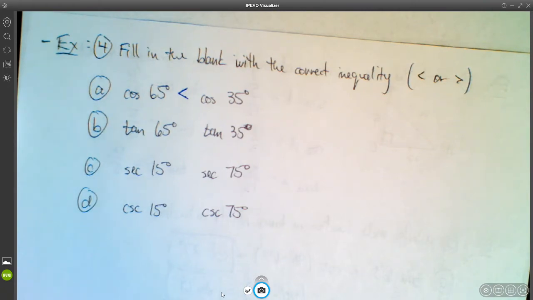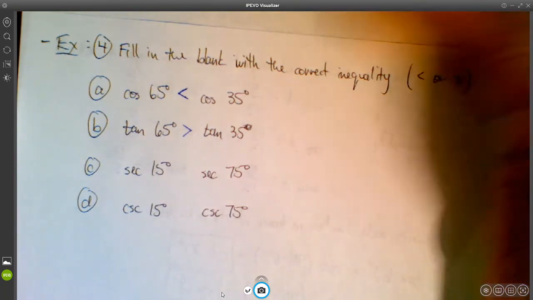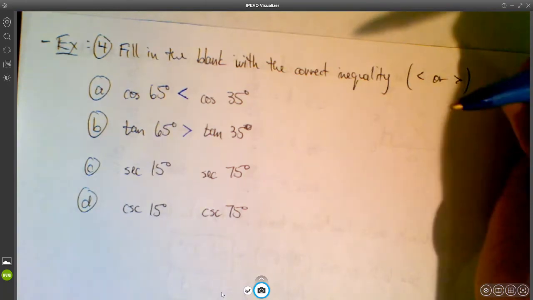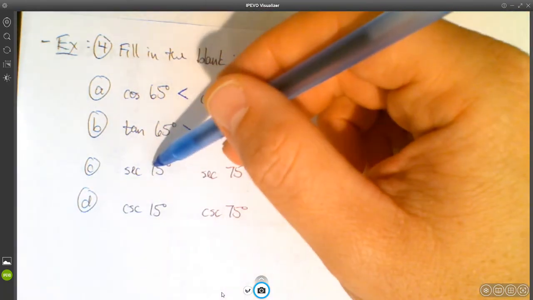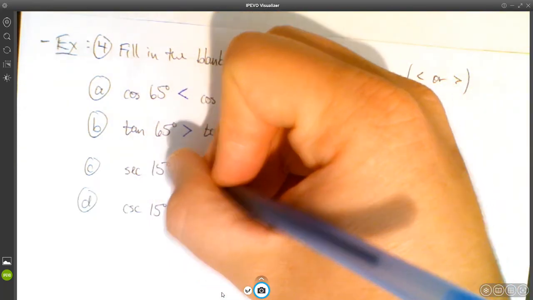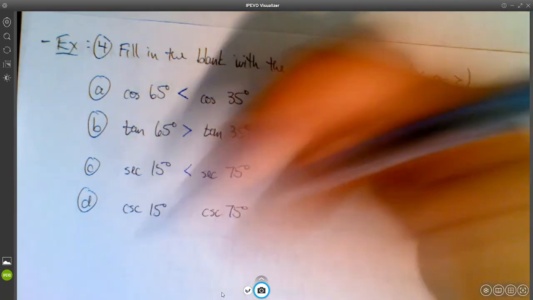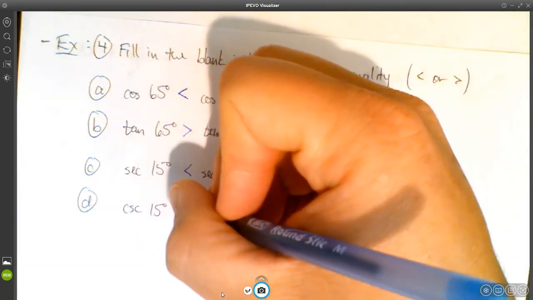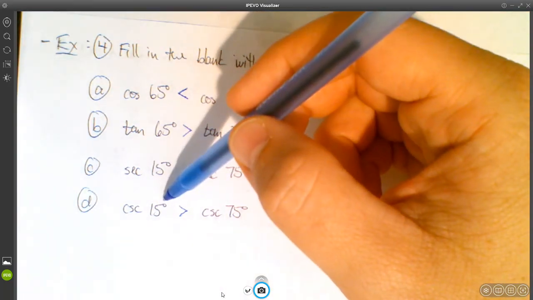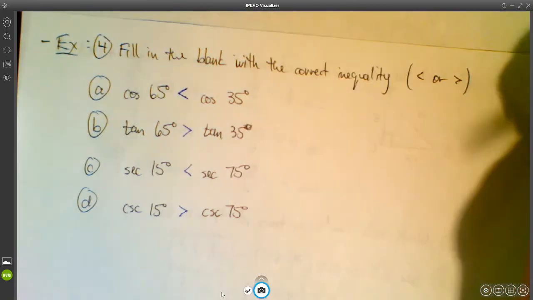Okay, here are my solutions. I think we should have a greater than here because tangent decreases as theta decreases. Secant increases as theta increases, so I'm thinking the inequality should be going that way. Cosecant decreases though, so I think the inequality should go that way, right? Cosecant decreases as theta increases, so cosecant 15 should be more than cosecant of 75.